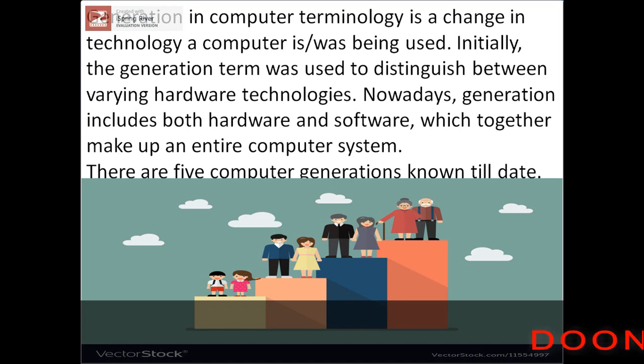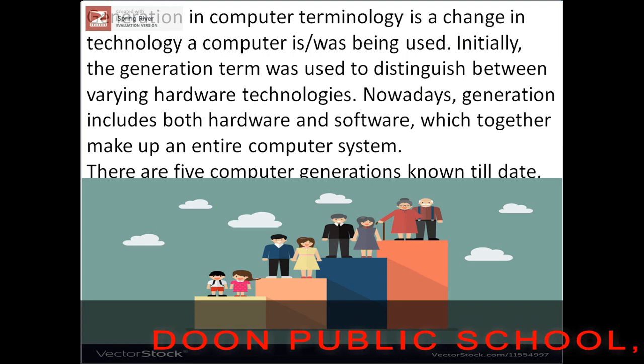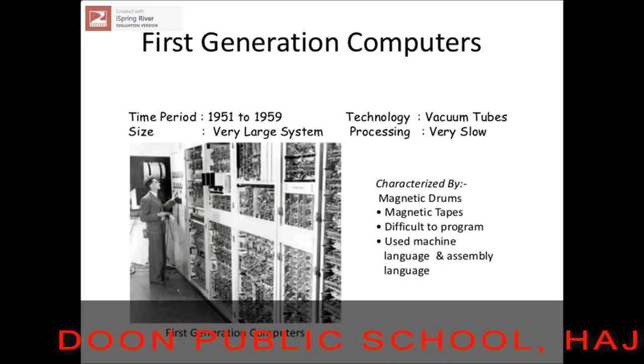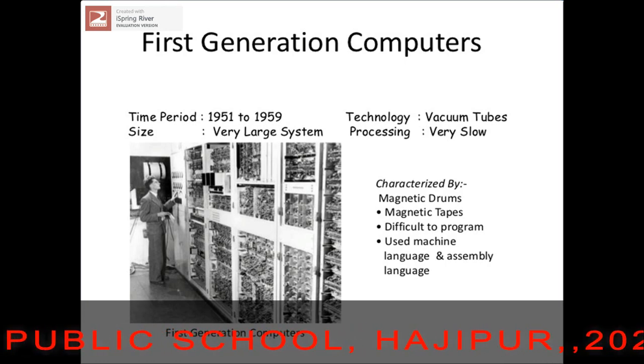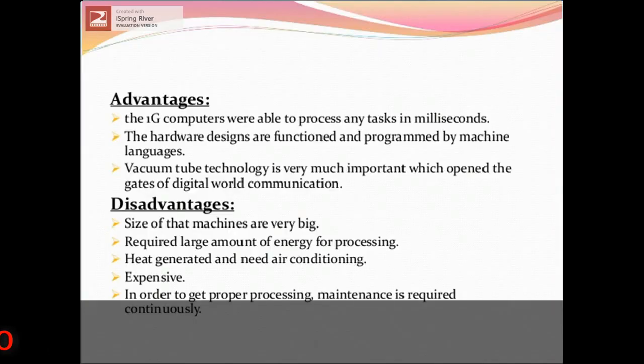Generation is change of the computer's technology with the passage of the time. There are 5 computer generations known till date. First generation, its time period is 1951 to 1959. Technology: vacuum tubes. Processing is very slow, but its size is very large. It uses magnetic drums or tapes, but it is very difficult to program on first generation computers. It used machine language and assembly language.